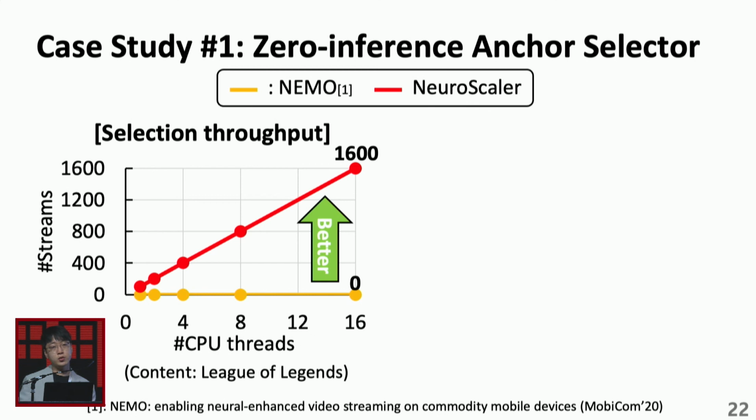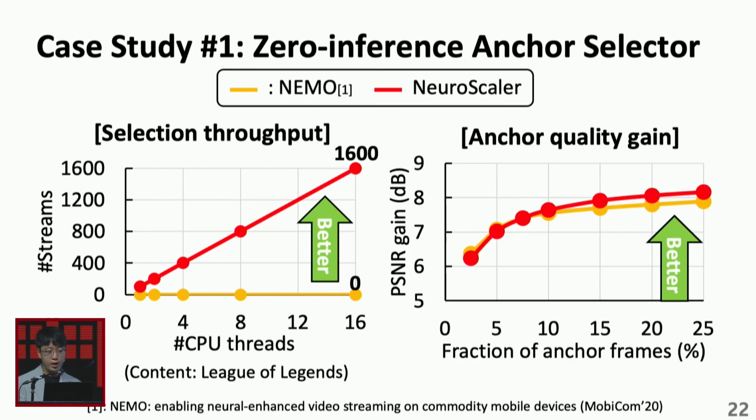The zero-inference anchor selector relies on codec information, which can be easily extracted, so it can process 100 streams per CPU thread, while the latest method, NeMo, cannot run in real time on CPUs. At the same time, our anchor selector delivers a similar quality gain compared to the baseline method.